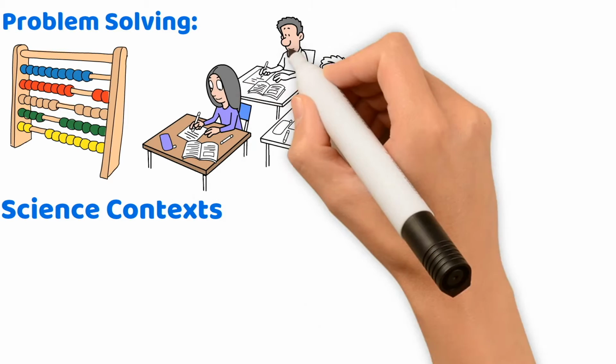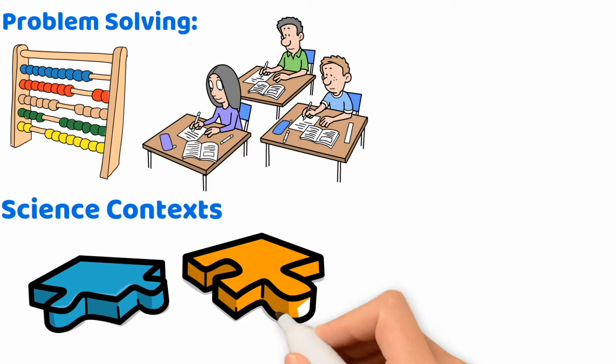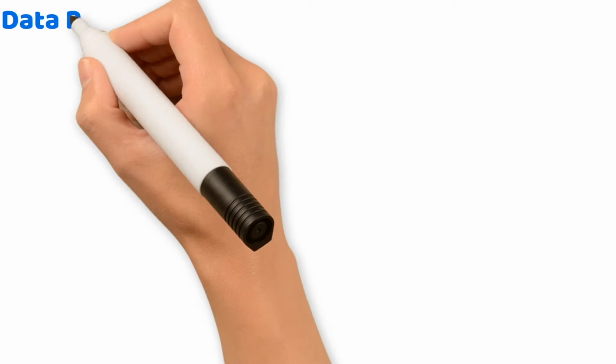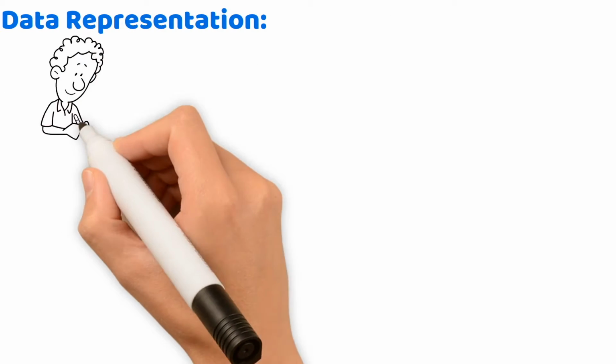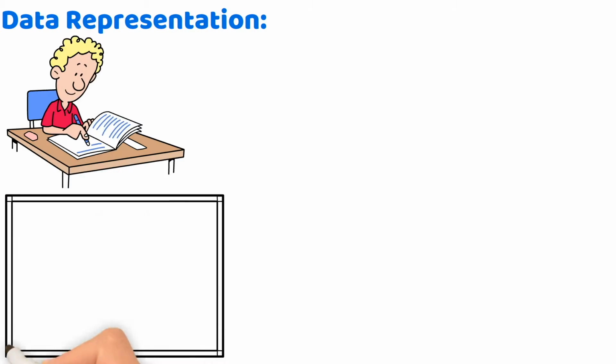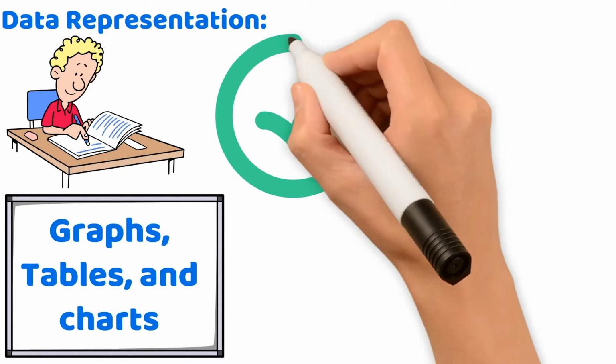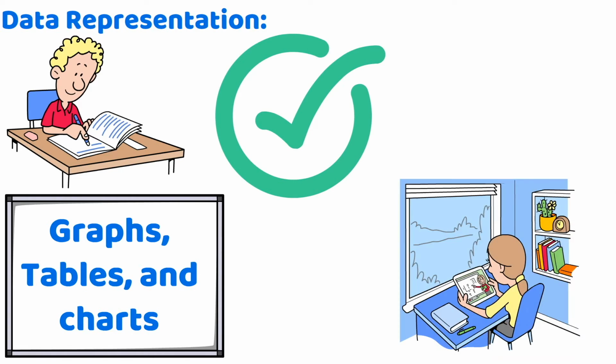Set up scenarios that require students to apply their math skills to figure out solutions, reinforcing the link between the two subjects. Data representation. Teach students how to create and interpret various forms of data representation, such as graphs, tables, and charts. This is crucial for communicating scientific findings effectively.